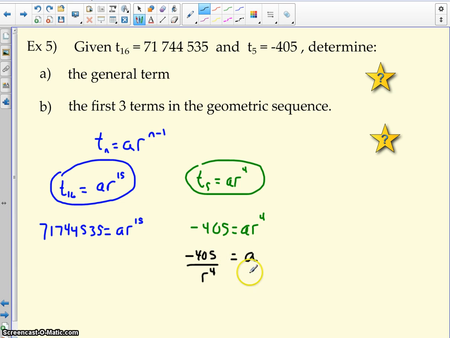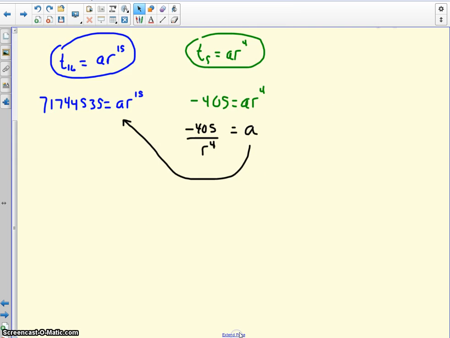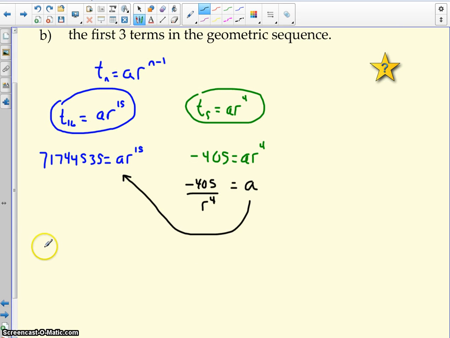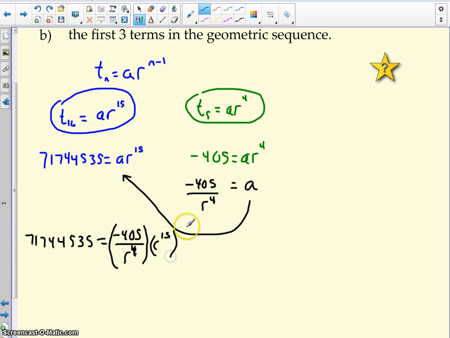Okay, once I have that, I can replace it in the other equation, and let's see if it actually simplifies anything for me. Again, I'm using substitution here, so hopefully this will get rid of one of the variables. So I have 71,744,535. I've replaced a with negative 405 over r squared. Sorry, not r squared, r to the 4th. And that's going to be times r to the 15. So again, with this equation here, there's no longer any a's, it's just r's. And hopefully I should be able to solve this now for r. So we'll do that in part 2 of the lesson.